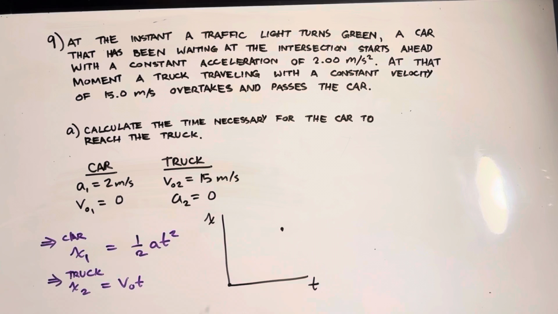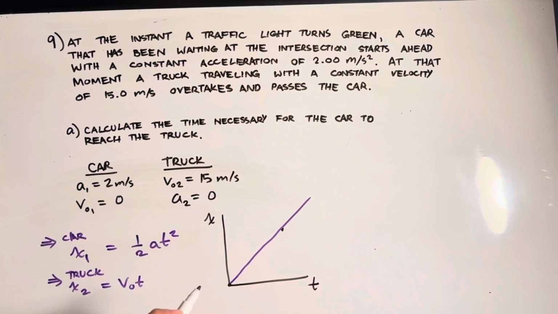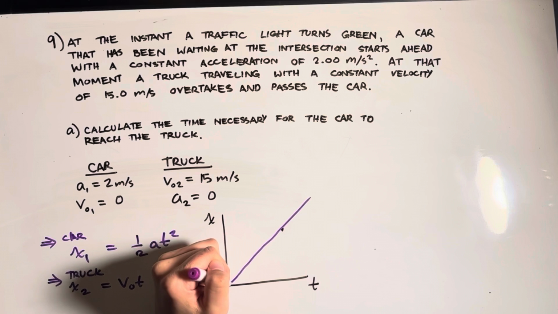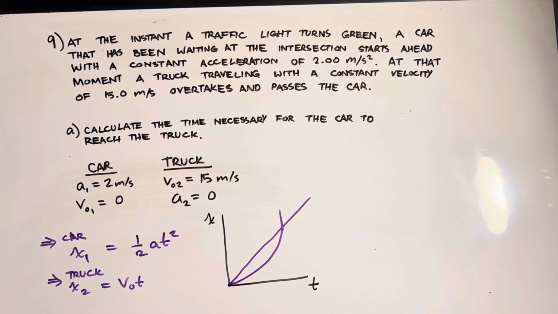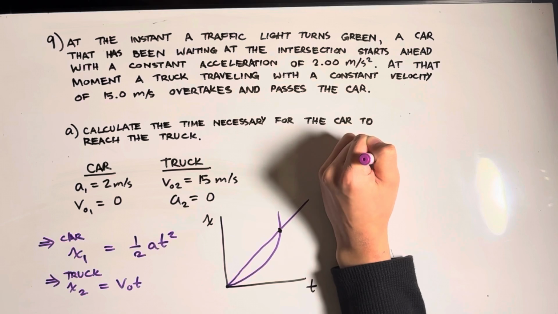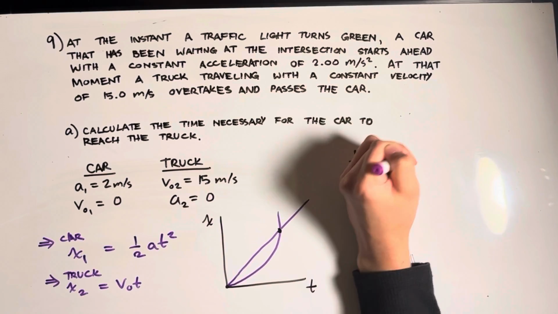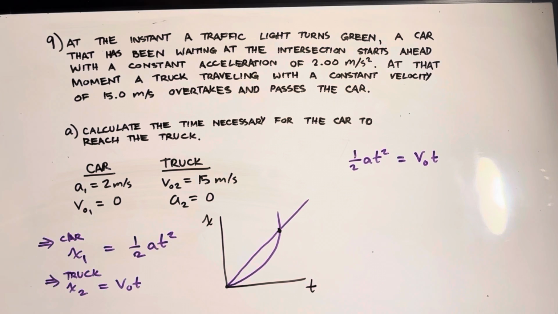Okay, so if we were to put this in a graph, we know that our truck is moving at a constant velocity, and our car is accelerating. And at some point, they will pass each other and reach the same point on the graph. So this tells us that we can set these two values equal to each other. So now we have 1/2 times acceleration times t squared is equal to our velocity times time.